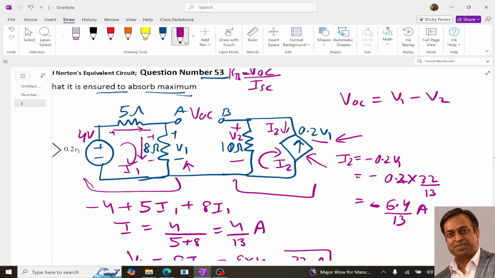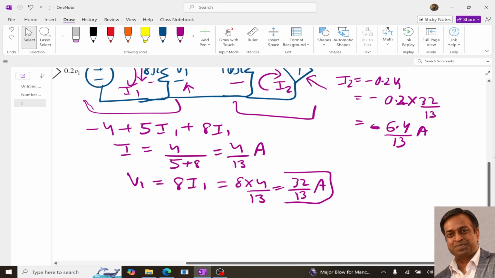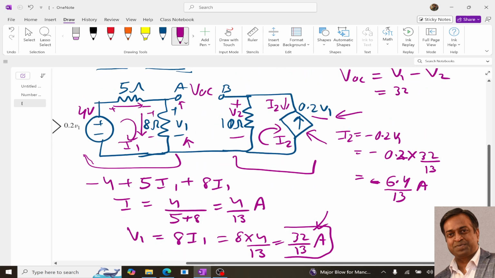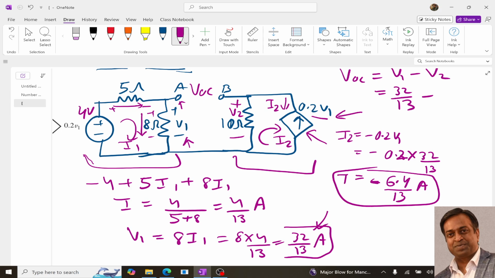Right. Now what is this V1? V1 we already obtained. It is 32 by 13. It is 32 by 13 minus V2. What will be V2? Now I2 current is this, minus 6.4 by 13. Now I2 current is flowing in this direction, right? But since plus is over here, we need to take the current in the opposite direction.